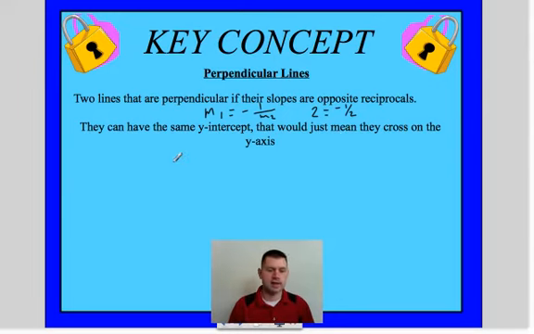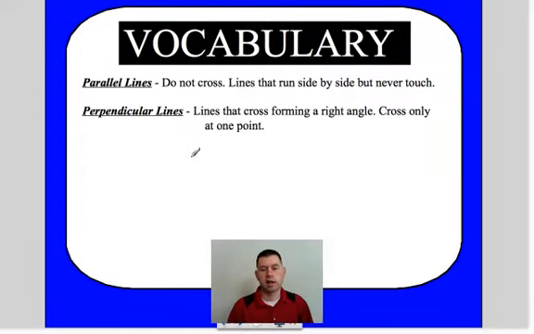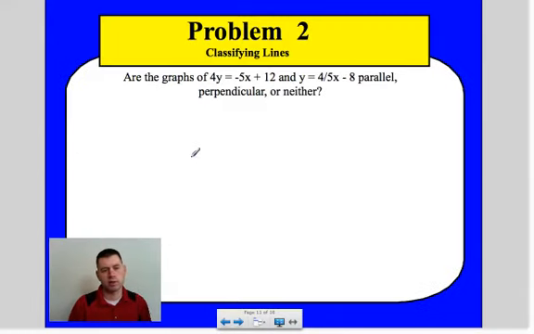They can have the same y-intercept. That would just mean they cross at the same spot on the y-axis. That's all that means. So perpendicular means opposite reciprocal slopes. Again, the lines cross forming a right angle. That's what perpendicular means. And they cross only at one point. We're talking lines, there's no curve, so it only crosses at one point.